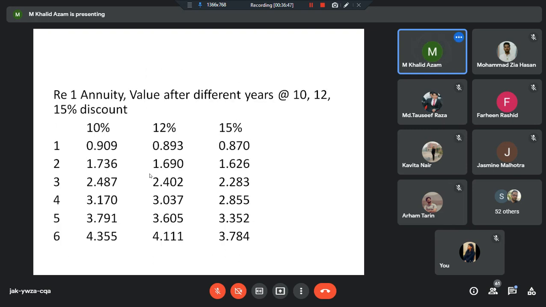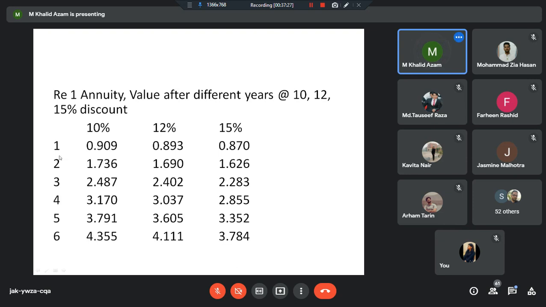Now see here. I have taken the same rates of discount, that is 10%, 12% and 15%. And this is for annuity. What does it mean? If you are receiving 1 rupee after 1 year and you are going to discount it by 10%, you are having 0.909. We have already discussed this in detail, so there is no change in this table. Why? Because it is the same 1 rupee, the same rate of discount, the same after 1 year.